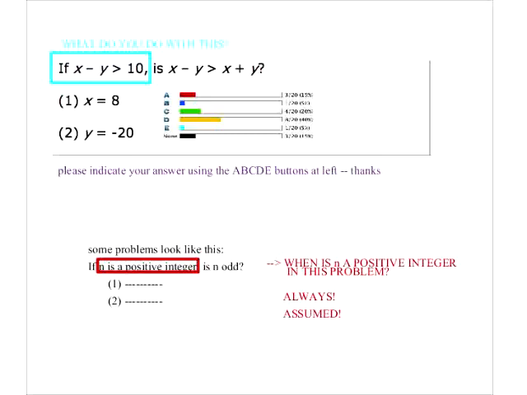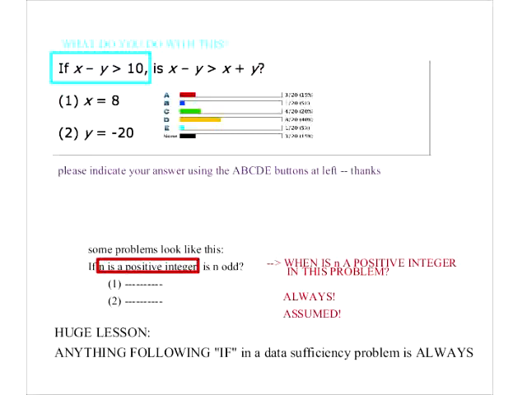So that's a really, really big takeaway here. It's a huge lesson that you guys should know. And a lot of people, judging from the kind of stuff that was written in the text box, are a little bit hazy on this. Huge lesson for you to know here: anything following if in a data sufficiency problem is always assumed to be true. So in other words, in this whole problem, you assume that n is a positive integer. Anything following if is assumed to be true.